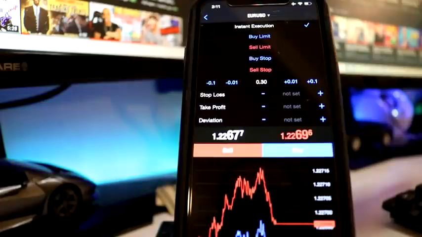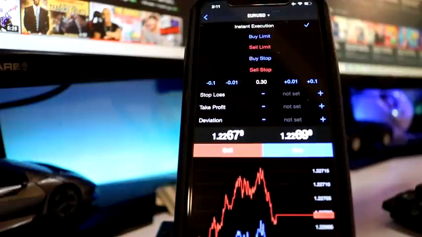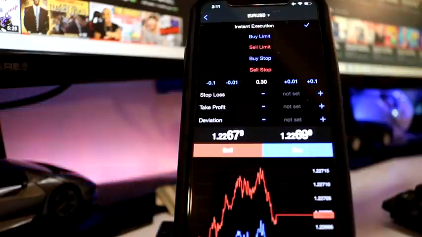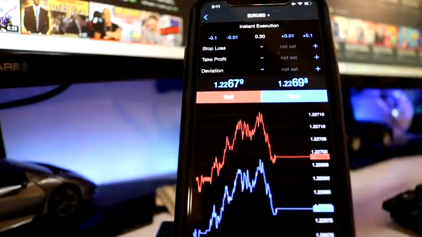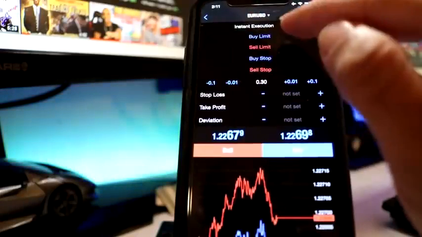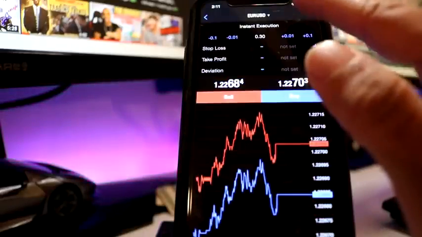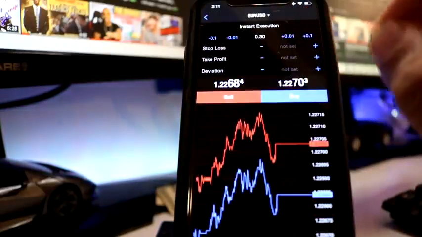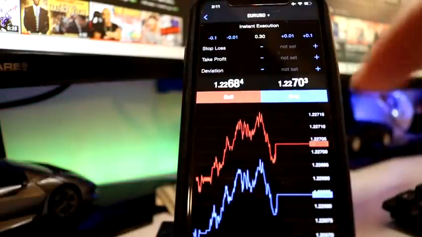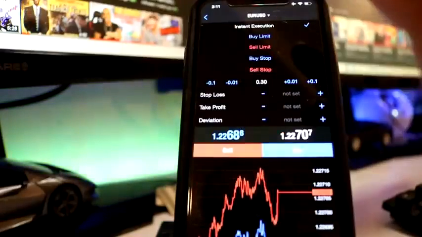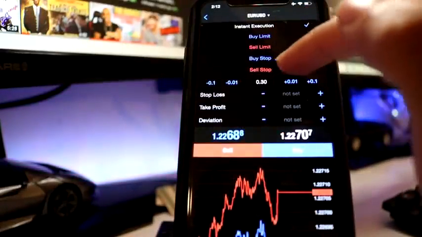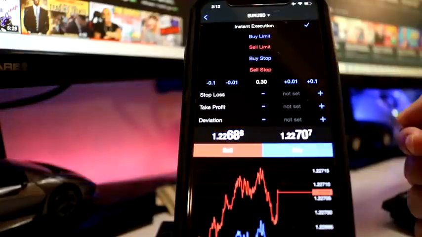An instant execution is saying that I want to get into the market right now at the current price. So whatever the price is right now, this is where I want you to put me into the market. Most beginner traders just keep it on instant and just hit buy or sell. Now you can do that, but if you want to get better at trading, you want to start utilizing some of these pending orders, or if you're going to use instant execution, understand why you're implementing the trade right now and not waiting for a specific pattern or whatever the case may be.